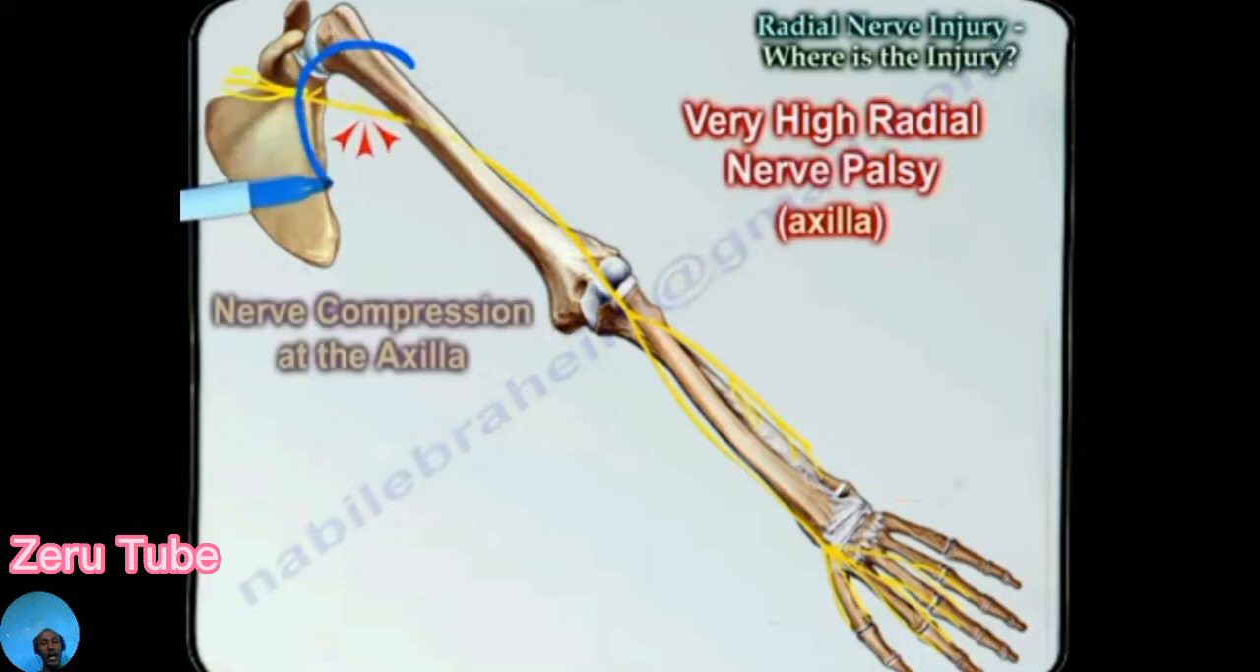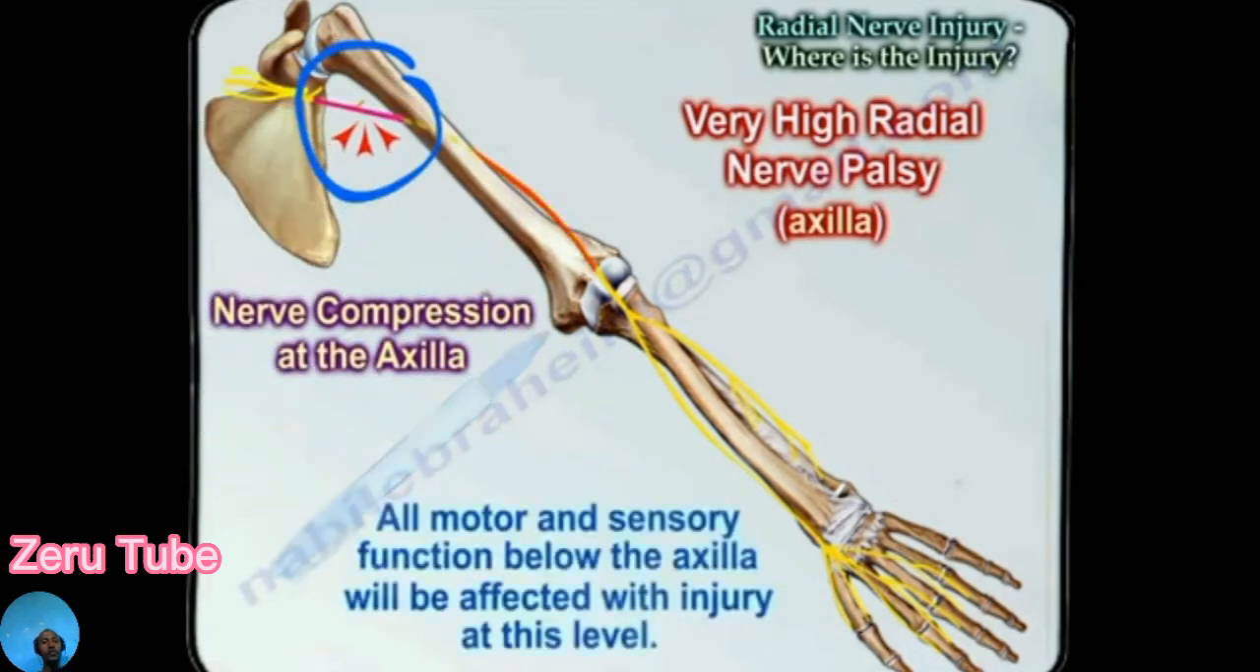Look, this is a high level of radial nerve injury, nerve compression at the axilla. All motor and sensory function below the axilla will be affected with injury at this level. You see, if the injuries occur at the axillary level, all motor and sensory function below the axilla will be affected.